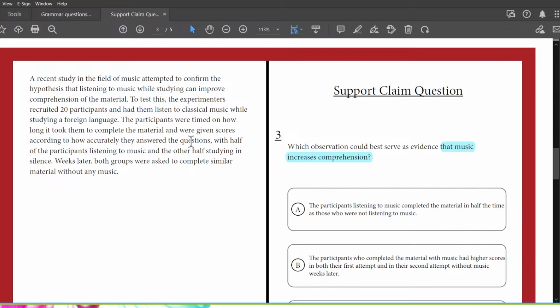So, we got here again, first part, last part's a good place to read, right? Okay, the hypothesis of listening to music while studying can improve comprehension of the material. Cool. Okay, great. So we already knew that from here. That checks out. Now, they have an explanation of what their experiment did, right? 20 participants listened to classical music while studying a foreign language. And then they were timed on how long it took them to complete the material and were given scores according to how accurately they answered the questions. Okay. And then it says that half the participants listened to music, the other half studied in silence. Okay. And weeks later, both groups were asked to complete similar material without any music.